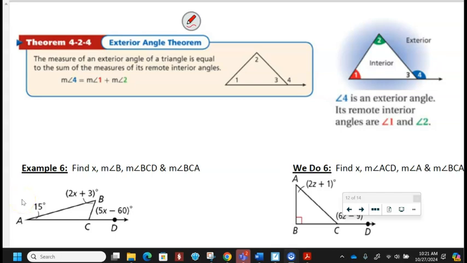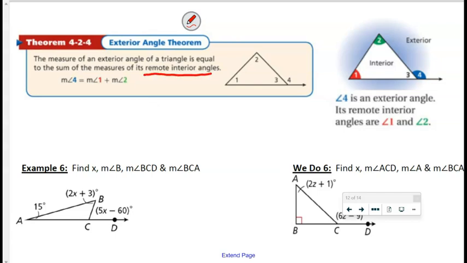So our next property we're going to talk about today is the exterior angles theorem. The measure of an exterior angle of a triangle is equal to the sum of the measures of its remote interior angles. So we need to know what that term means, remote interior angles. These are the angles that are not next to the exterior. So angle 4 right here is the exterior angle. So our remote interior angles would be 1 and 2 because they're not next to it. So when we add those two angles together, they equal the exterior angle.